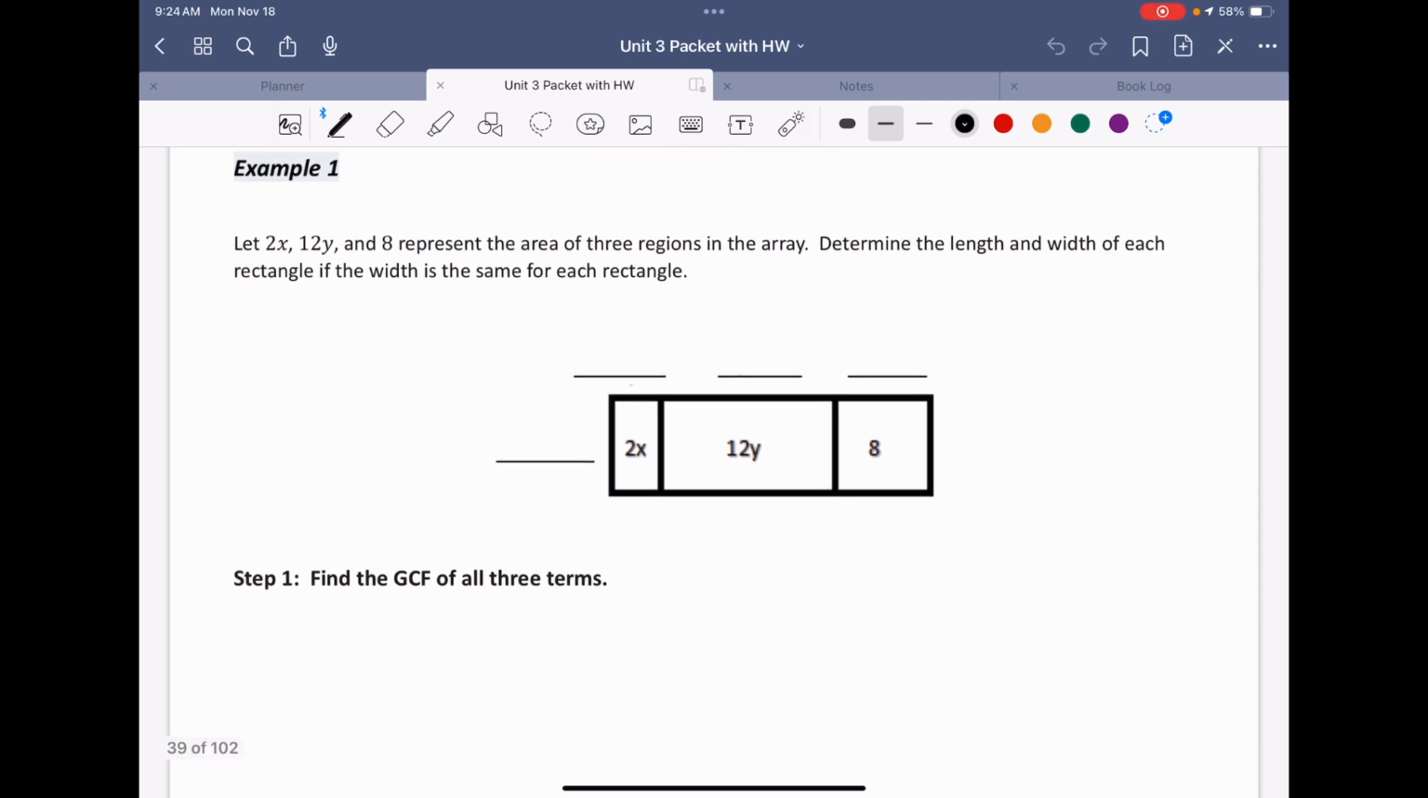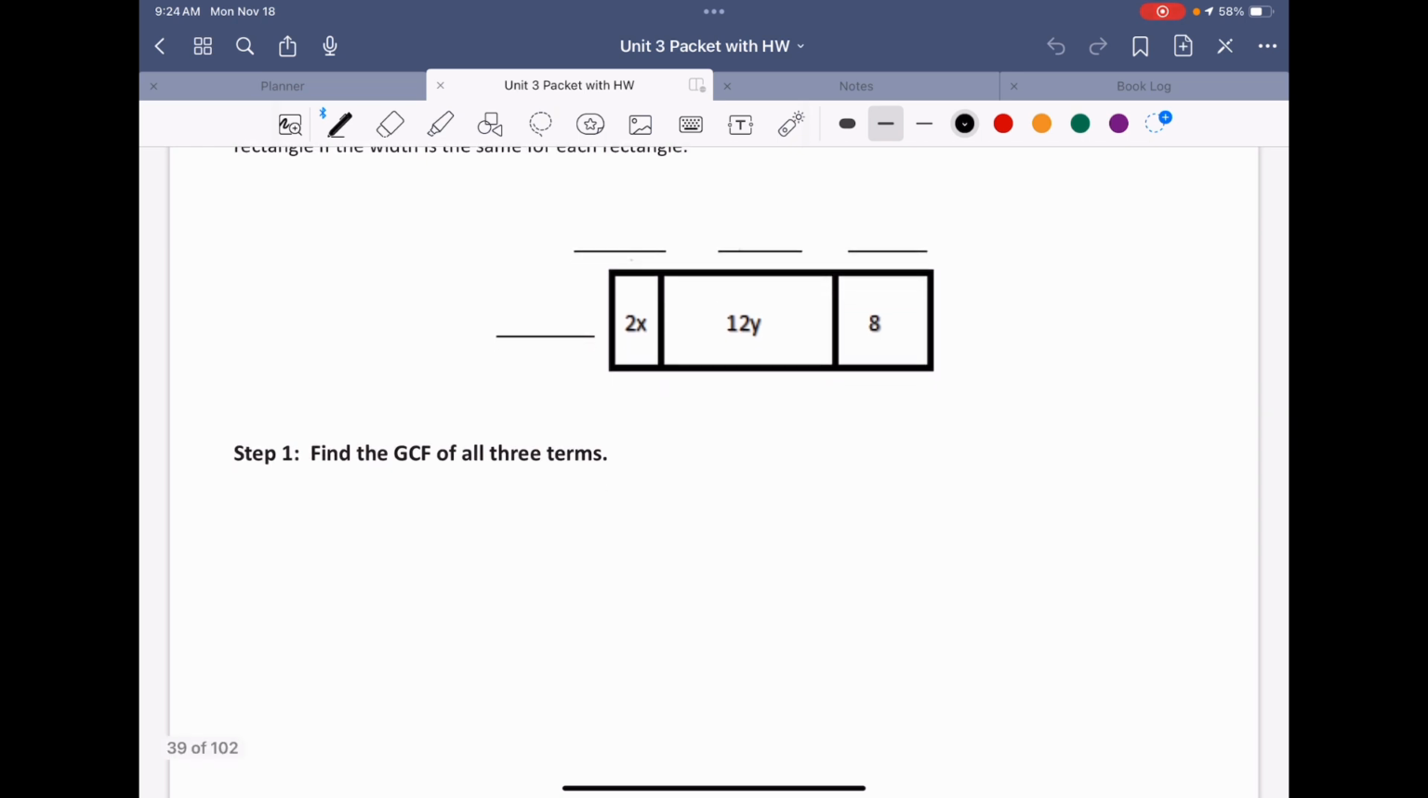So our first example says, let 2x, 12y, and 8 represent the area of the three regions in the array. Determine the length and width of each rectangle if the width is the same for each. Alrighty, so first thing we're going to do, just like our steps for two terms, is find the GCF and all the factors for each of the three terms.